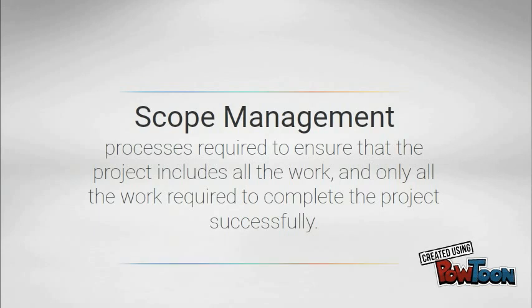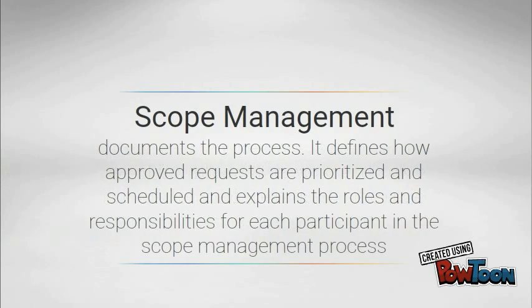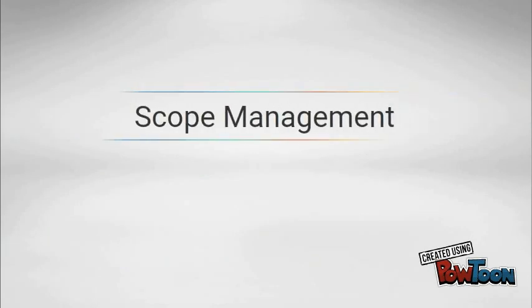A scope management plan documents the process to evaluate whether or not a request is within the contract's scope. It defines how approved requests are prioritized and scheduled and explains the roles and responsibilities for each participant in the scope management process. When used properly, it helps effectively manage the triple constraint elements: time or schedule, budget and quality, as well as other factors.